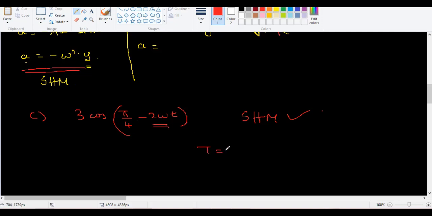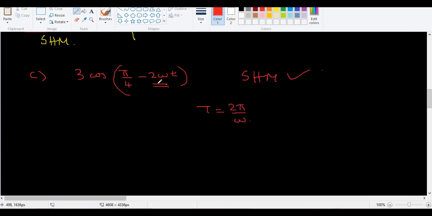So that means time period is equal to 2 pi by omega is the usual formula. But in this case, it is actually not omega, it's 2 omega. So this is the usual formula, but in this particular case, I should not put omega, I should put 2 omega. So it means 2 pi by 2 omega. So 2 cancels, so I'll be getting pi by omega.